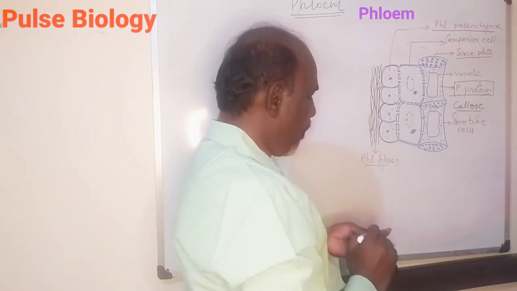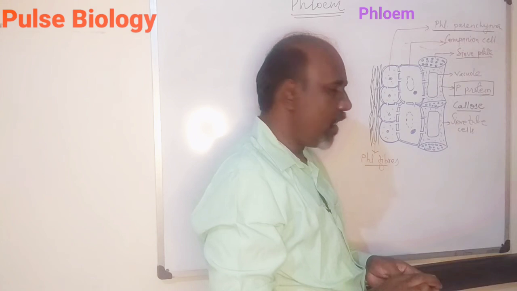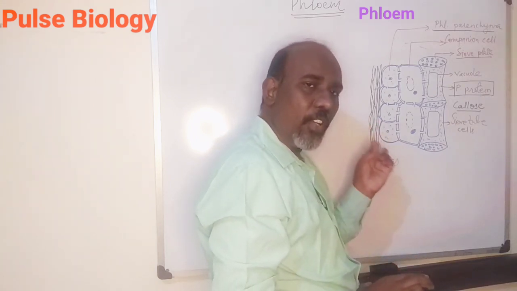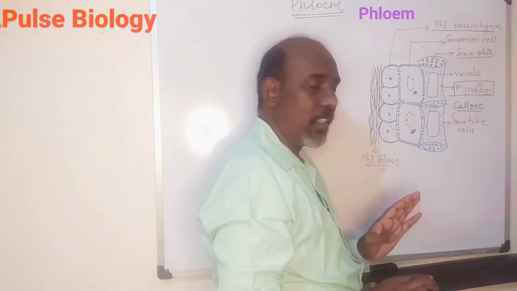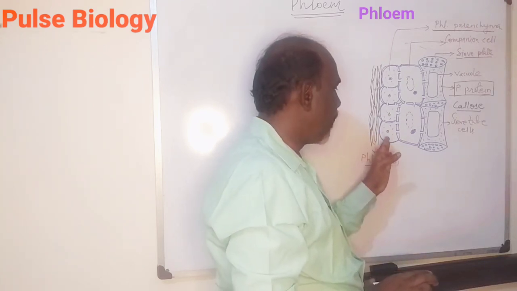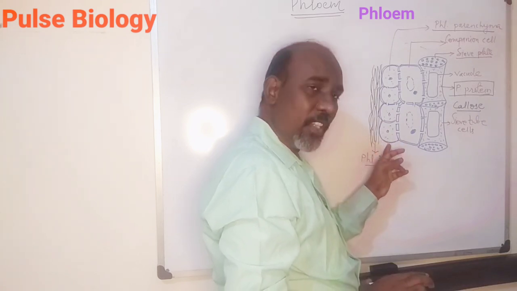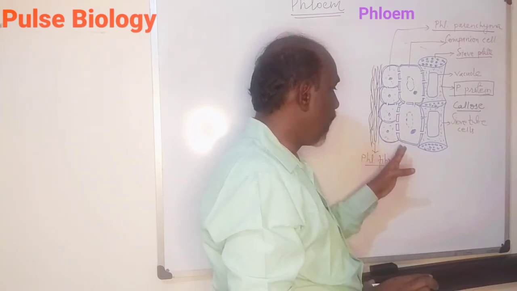Another cell type present in the phloem is phloem parenchyma. Parenchymatous tissue we have already studied. These are thin walled, nucleated cells, and they are meant for storage. So here food will be stored, and at the same time some amount of ATP generation will take place. So these are important cells for storage in this tissue.